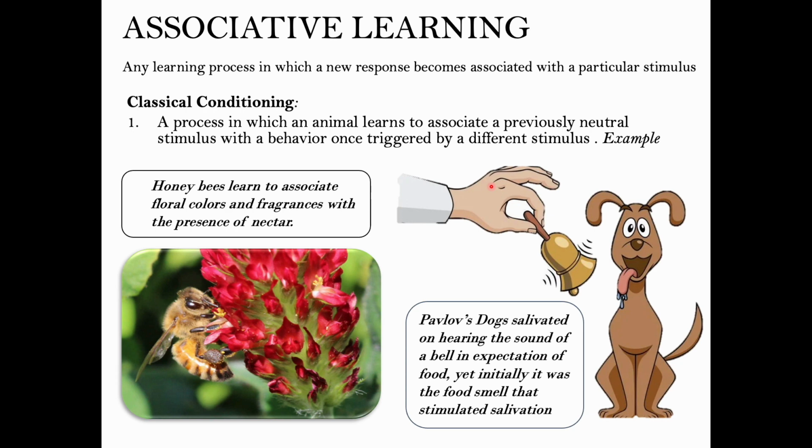But if you teach an individual to respond to the ringing of the bell by feeling hungry or by salivating, what you have done is associative learning. It involves the combination of meaningful stimuli with meaningless stimuli. A good example is classical conditioning. Classical conditioning is a process in which an animal learns to associate a previously neutral stimulus with a behavior that was once triggered by a different stimulus.